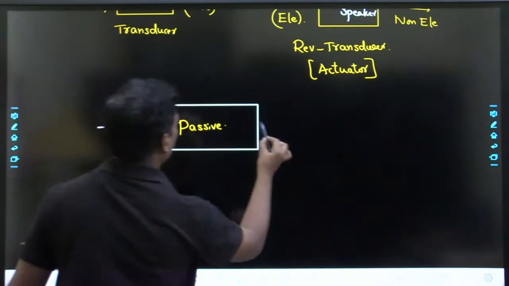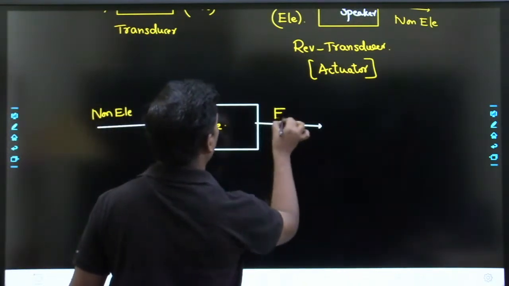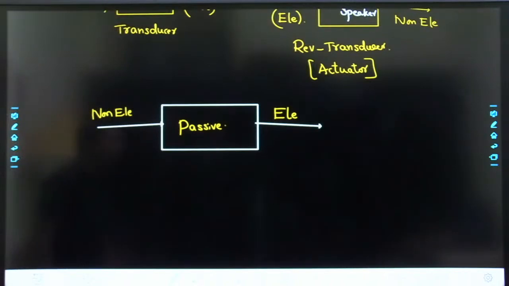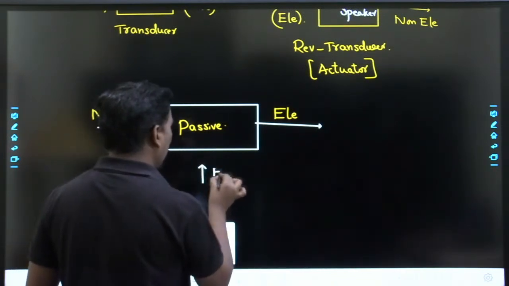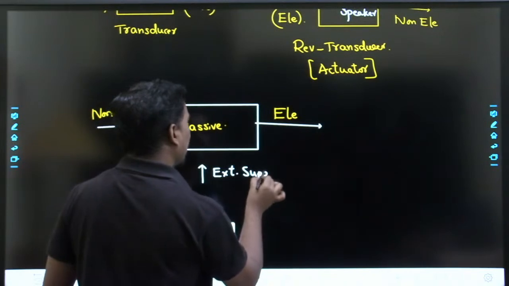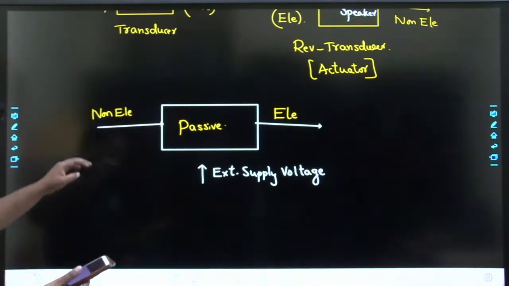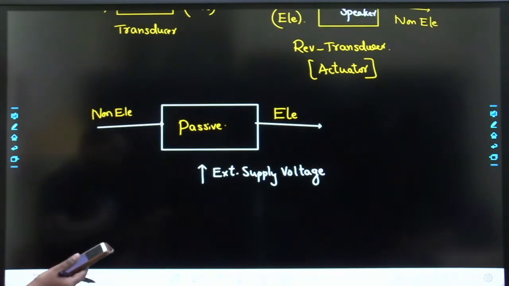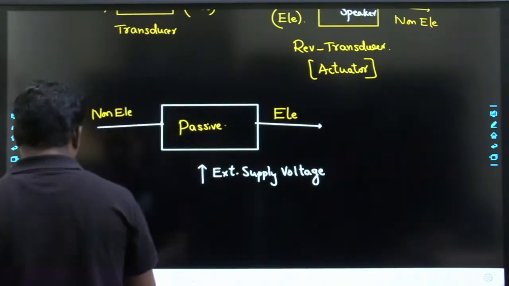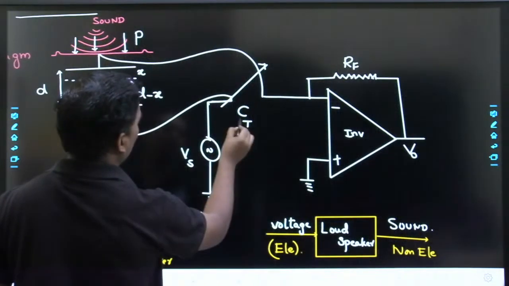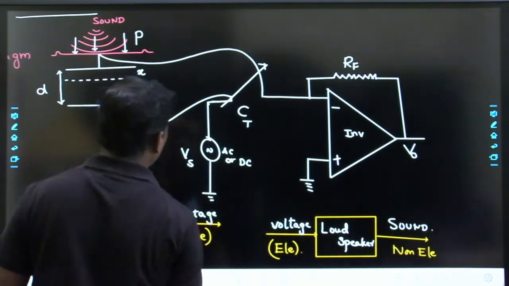Non-electrical quantity is converted to electrical quantity. In the process of conversion of non-electrical quantity to electrical quantity, if an external supply voltage is utilized... Why is the extra AC supply fed to the input of the op amp? It's a capacitive transducer. We can use the DC supply also. My dear student, it is a capacitive transducer. You need some supply. Here you can use AC or DC, you can use either.